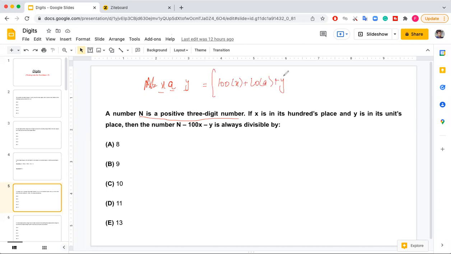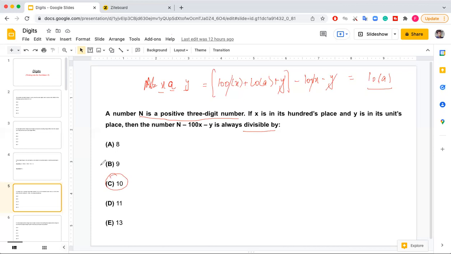And the question is saying, if we subtract 100x and y from this, what will be the answer? This will cancel out, this will cancel out. We are left with 10 into a. So whatever the value of a, it doesn't matter. That is a multiple of 10, so the question is saying it is always divisible by what? That must be C.